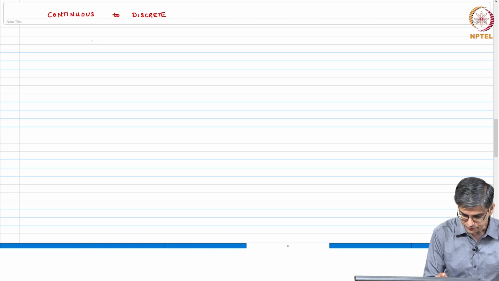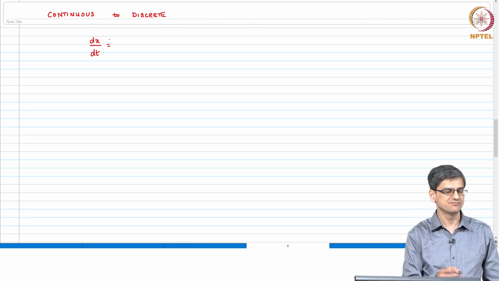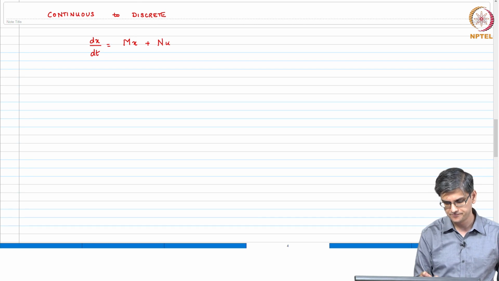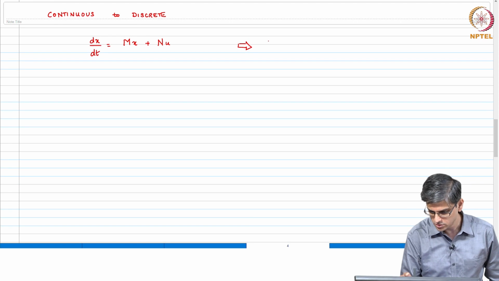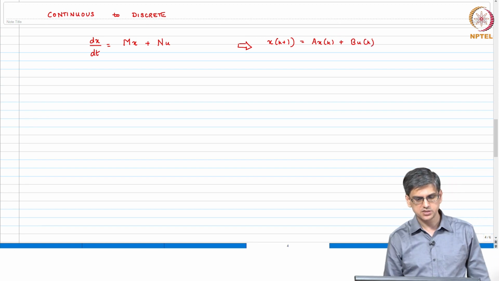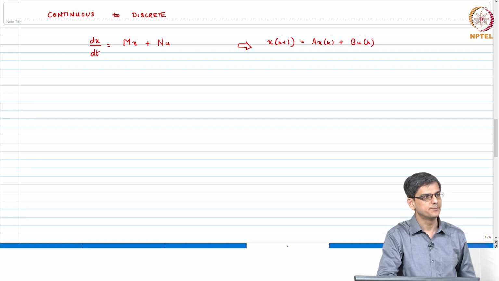Okay. So, we have dx/dt. I will just write it in a different form. I had used A and B, but then too many superscripts I will have to use. So, let us put it as mx plus nu. We need to convert this to discrete time. The question is how is A related to m and n, how is B related to m and n.